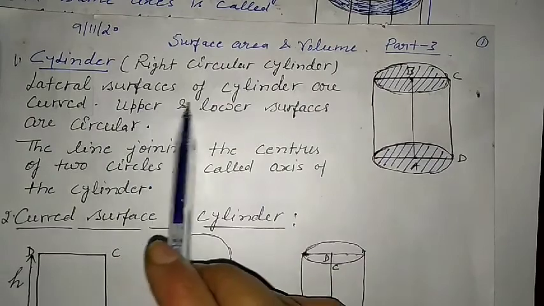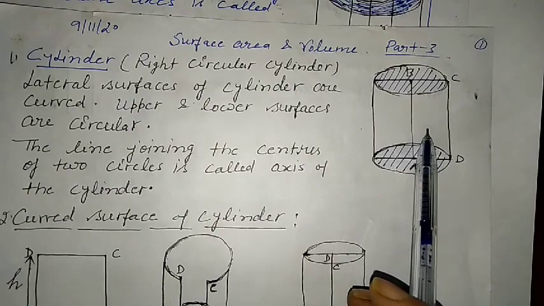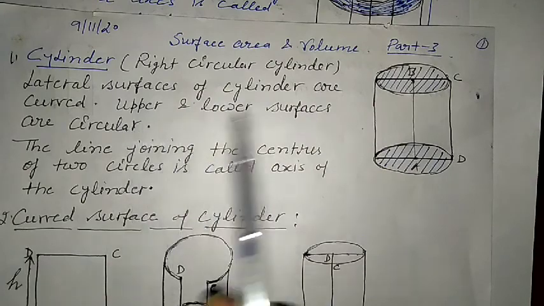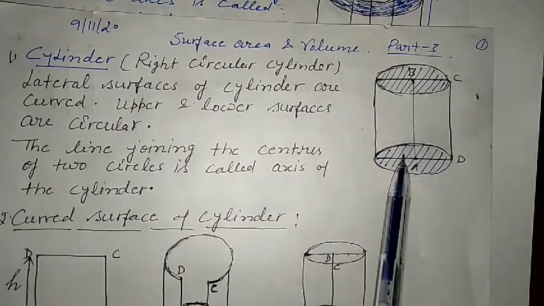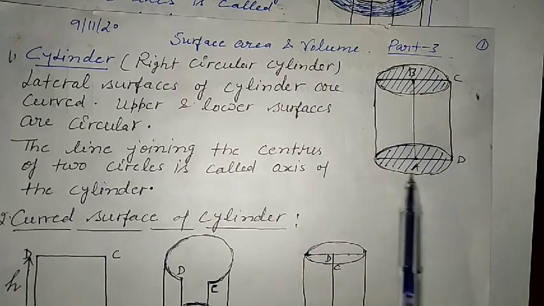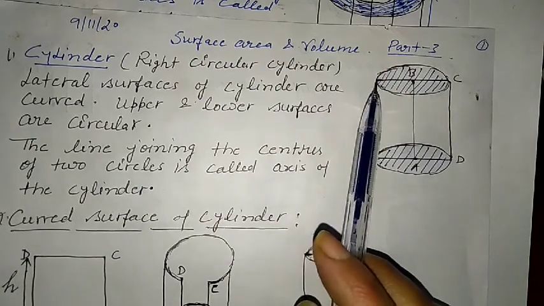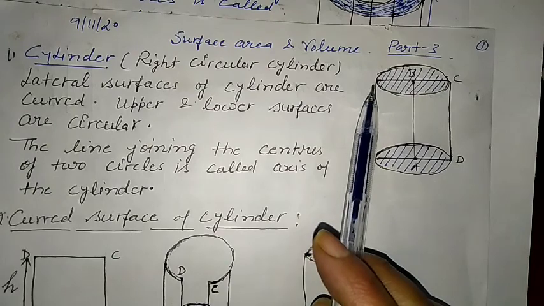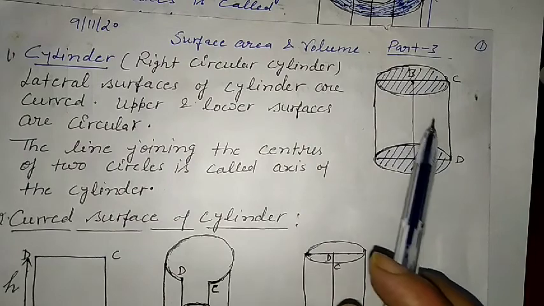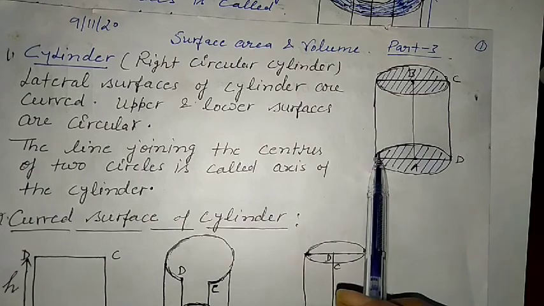So the lateral surface area of the cylinder: these are curved surfaces. The lateral surface of a cylinder is curved. The upper surface and the lower surface are circular. We have many figures like this, such as containers and the gas cylinder. So these are the lateral surfaces of the cylinder. These are curved, and the upper and lower surfaces are circular.